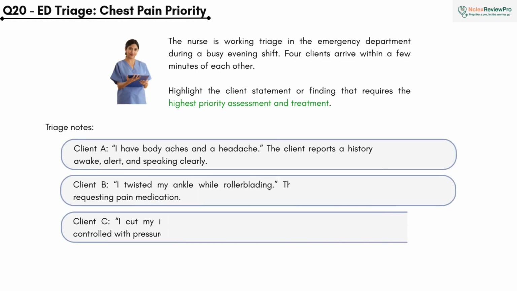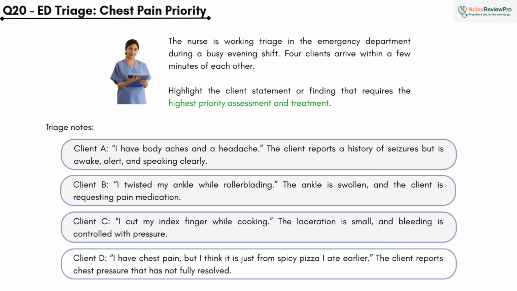The triage notes are, Client A says, I have body aches and a headache. The client reports a history of seizures, but is awake, alert, and speaking clearly. Client B says, I twisted my ankle while rollerblading. The ankle is swollen, and the client is requesting pain medication. Client C says, I cut my index finger while cooking. The laceration is small and bleeding is controlled with pressure. Client D says, I have chest pain, but I think it is just from spicy pizza I ate earlier. The client reports chest pressure that has not fully resolved. Take a moment and think about your answer.